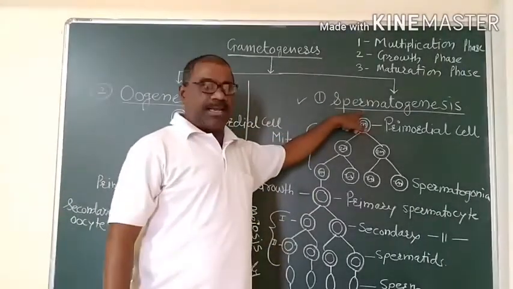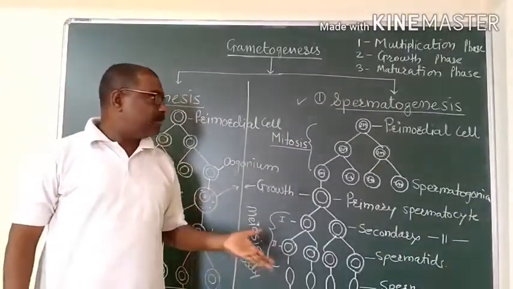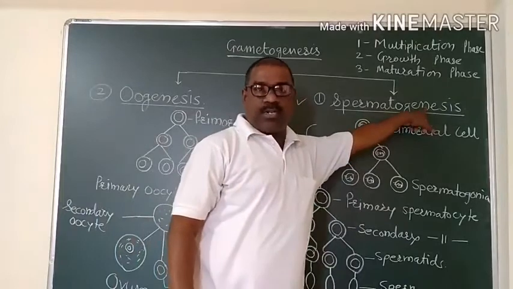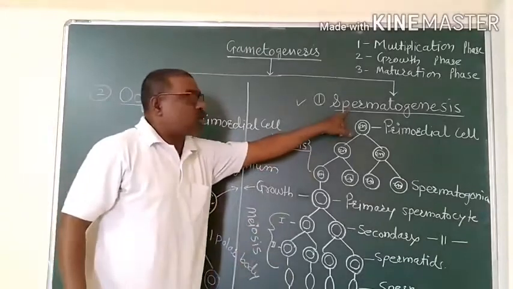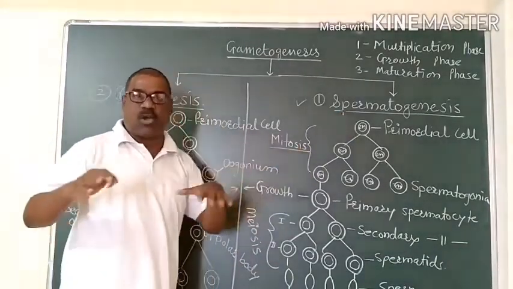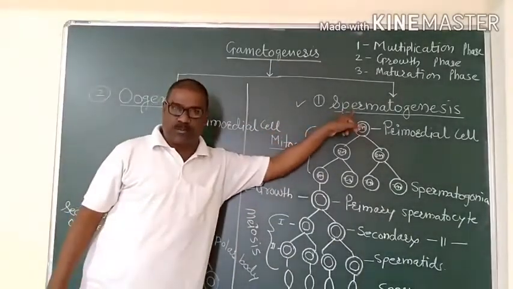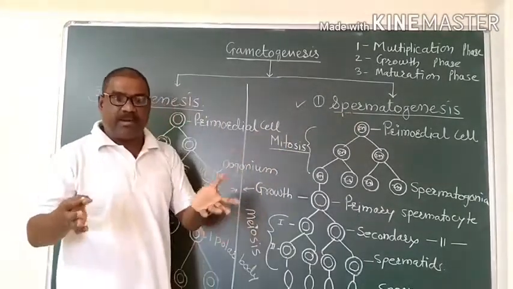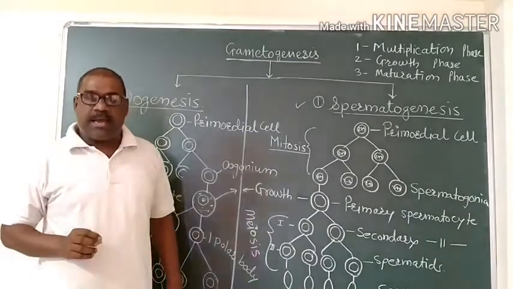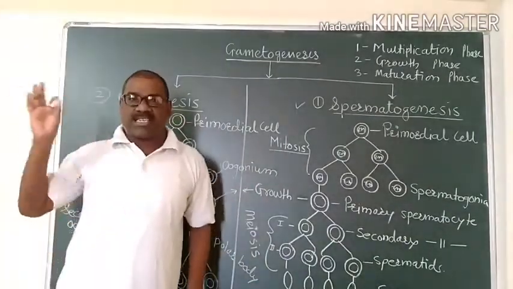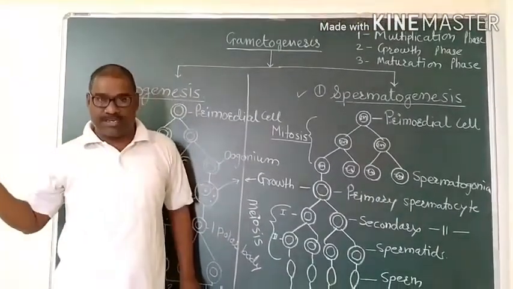Here again the question arises: what is meant by spermatogenesis? Already we saw about genesis. Genesis means to produce. Here production of sperm is called spermatogenesis, and this spermatogenesis process takes place in testes, that is nothing but the male gonad. Already in the last lecture we discussed the histological structure of ovary.